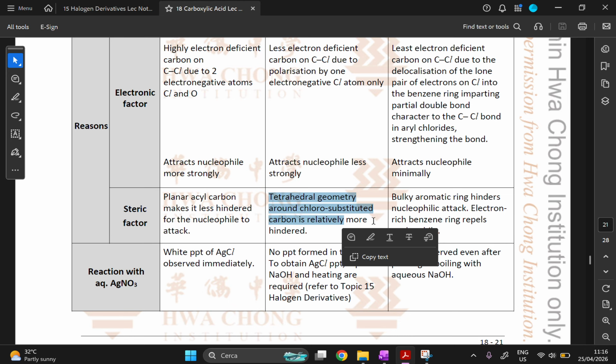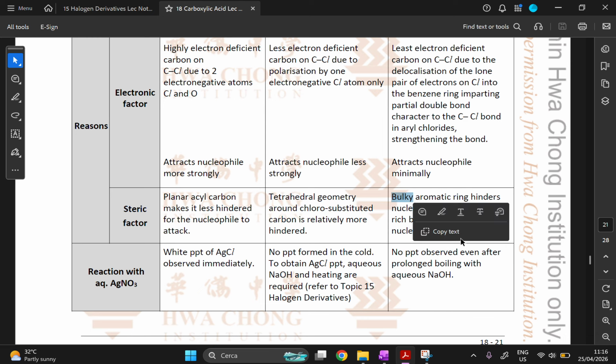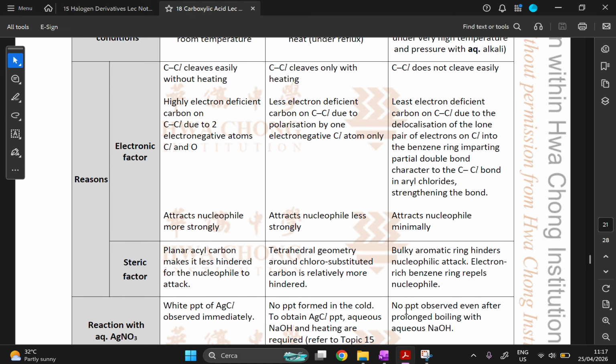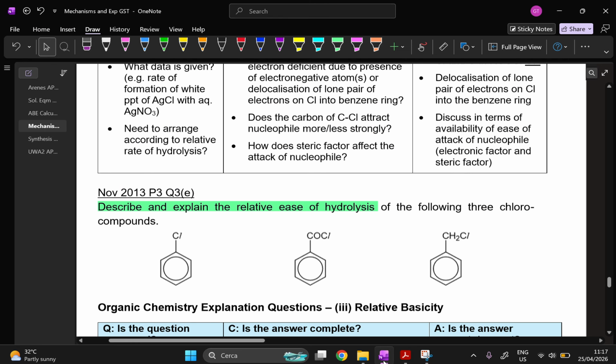And then for this one, the steric factor is because the aromatic ring is bulky, so there's a lot of steric hindrance. And also, you need to remember the delocalized pi electron cloud, or actually any pi electron cloud, whether it's the localized pi electron cloud of an alkene or the delocalized pi electron cloud of an aromatic ring, it is going to be electron rich. So the electron cloud itself is nucleophilic. So obviously it's going to repel any nucleophiles that approach. I think that's it for this question.